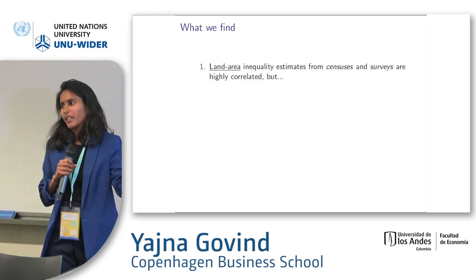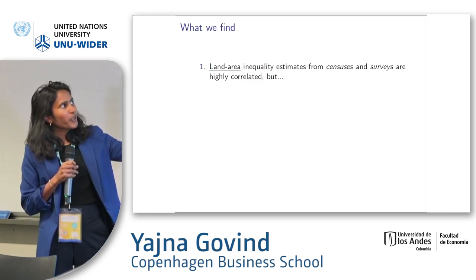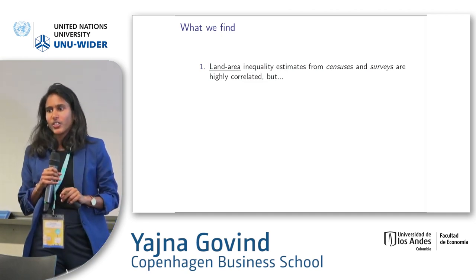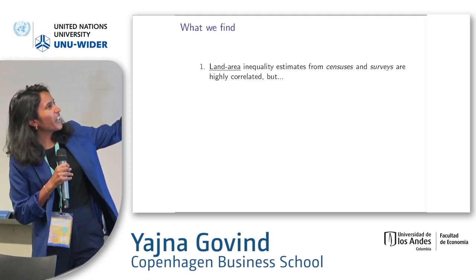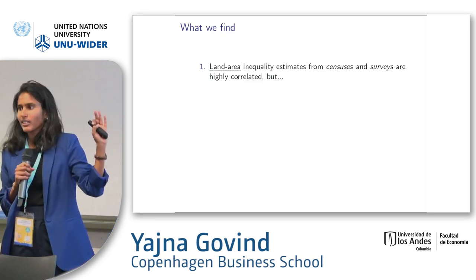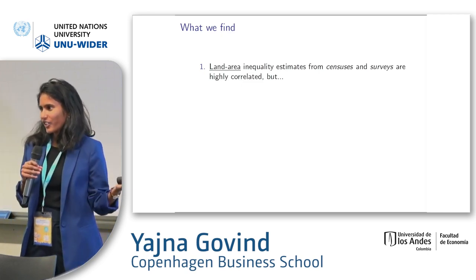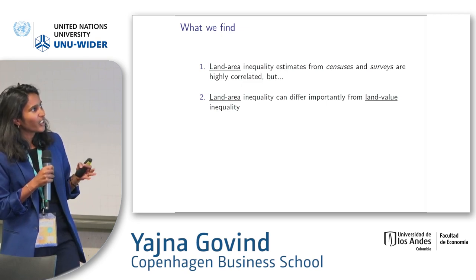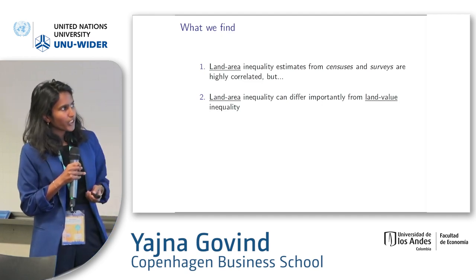What we find is 4 main takeaways, if you want to remember something from this paper. When we estimate land area inequality, and I want to emphasize that it's area inequality, the estimates from the census and the surveys are highly correlated, so they're very similar. Then you might ask, what's the point of doing this exercise if the agricultural census is already doing a good job in estimating land area inequality? But what we're going to show next is that land area inequality can differ importantly from land value inequality. That's one of the main results of this paper.